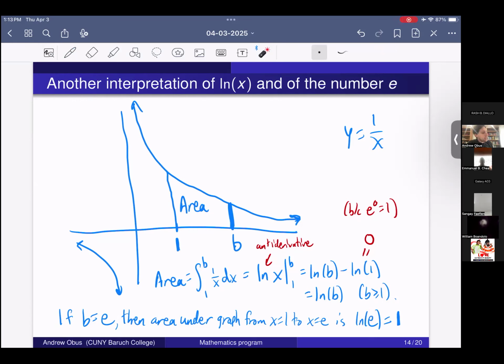So what that tells me is another way I can think about the number e is the number e is exactly the place to draw this line so that the area under the graph y equals 1 over x is 1. So the area under the graph from x equals 1 to x equals e is exactly going to be 1. So this is another way that you could define e, for instance. You could say that e is the number so that if you look at the graph 1 over x and you go from 1 up until e, that area there is equal to 1 unit.